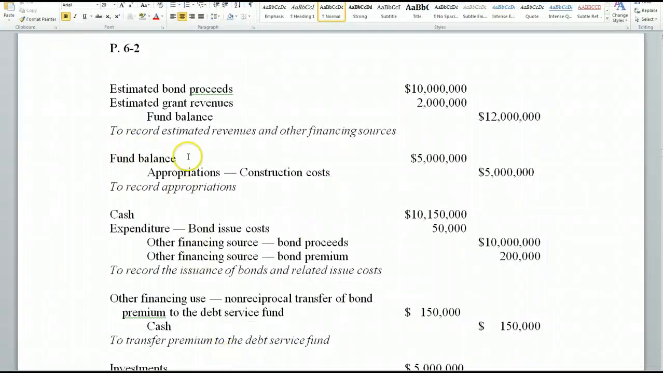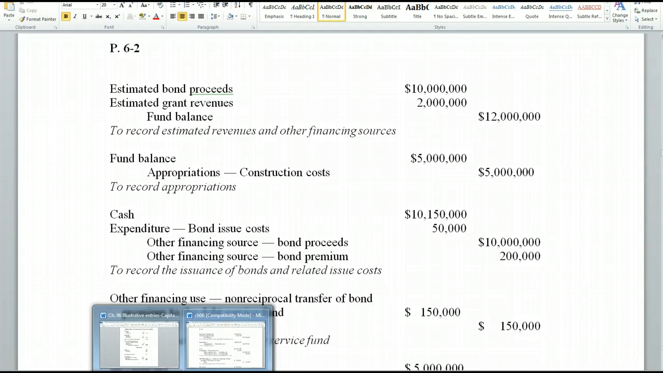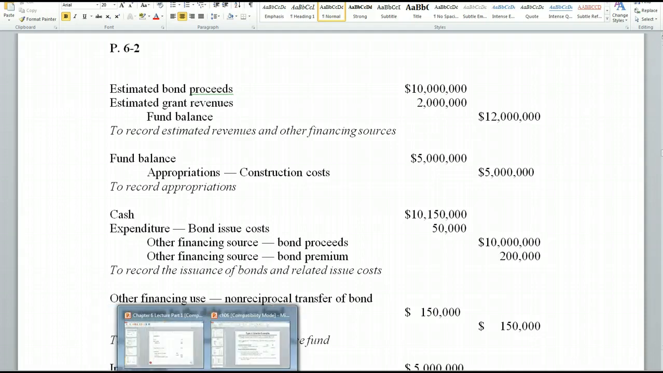So fund balance, which would be decreased, appropriations of construction cost of $5 million, it records those appropriations. Then from there, let's take a look at the issuance of bonds. Now, the information did tell us that we received the $20,000 in interest. I'm trying to think what else it told us related to bond proceeds. I think that's pretty much it.